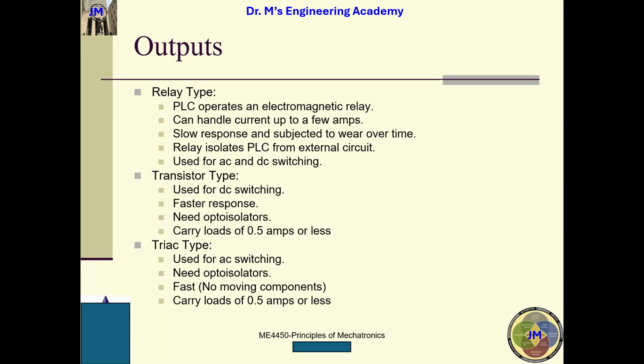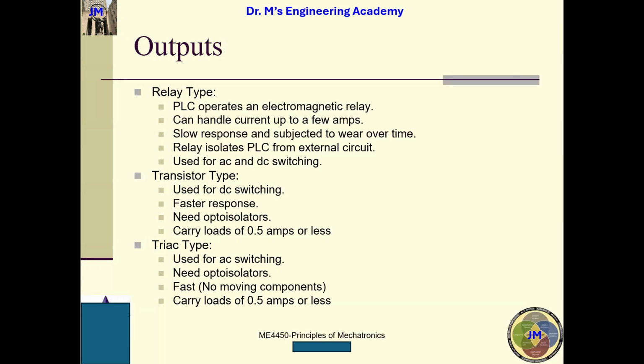So relay: the PLC operates an electromagnetic relay. Okay, this kind of electromagnetic relay. All relays are electromagnetic, and we use the electrical energy to control the mechanical device. It can handle up to a few amps. I just said that's very, very high. A few amps is definitely very, very dangerous for people. Slow response and subject to wear over time because of the relay.